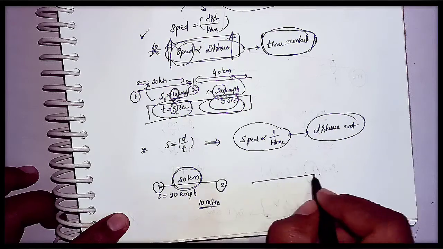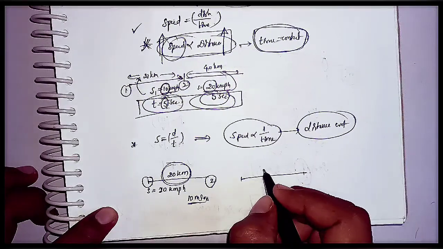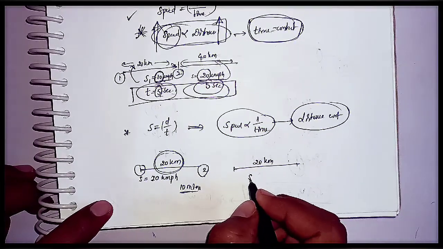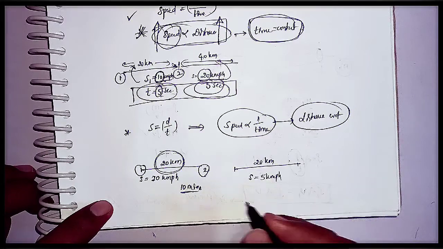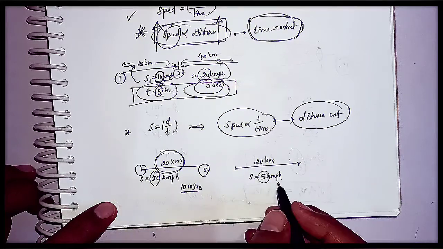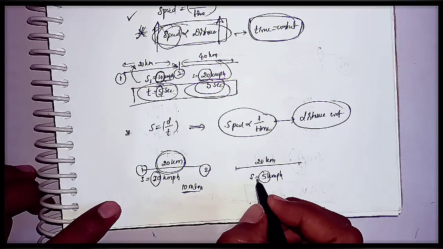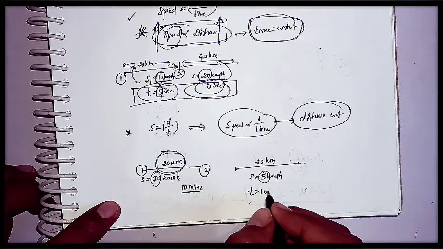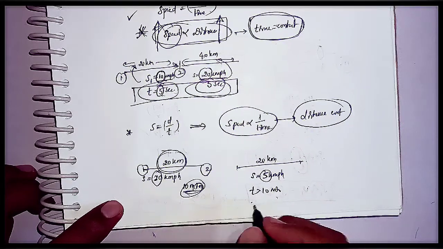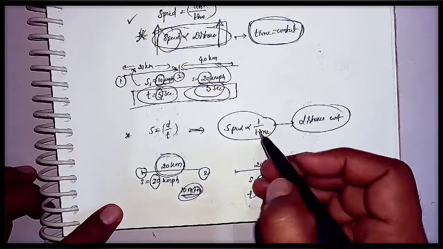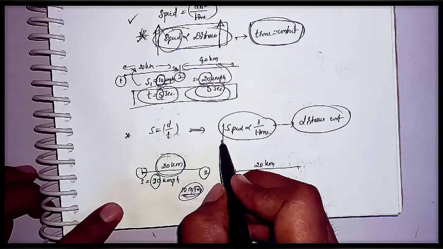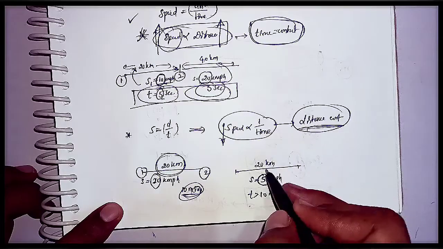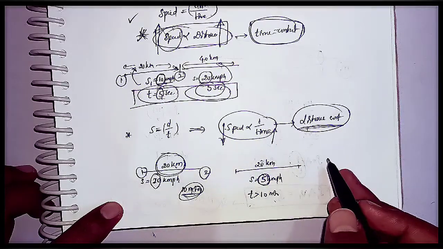For example, if the same person, let us consider the distance is the same, is traveling with a speed of 5 kilometer per hour, that is, he is reducing his speed. Yes or no? Whenever he is traveling with less speed, he will take more time. That time is greater than 10 minutes, because he is traveling with less speed. That is how I am telling here: whenever speed is reduced, the time taken by the person to cover the same distance is increased. Yes or no?